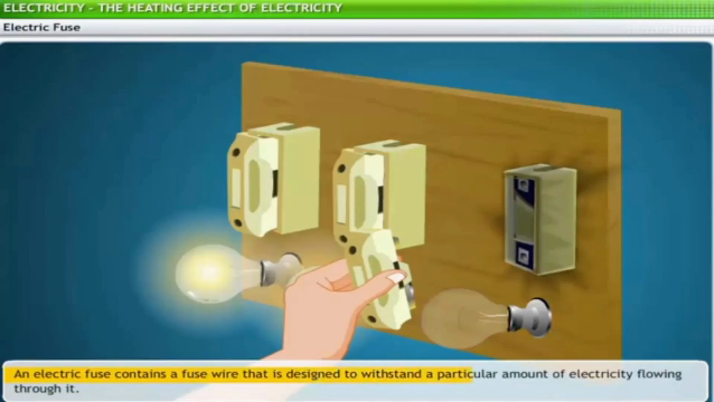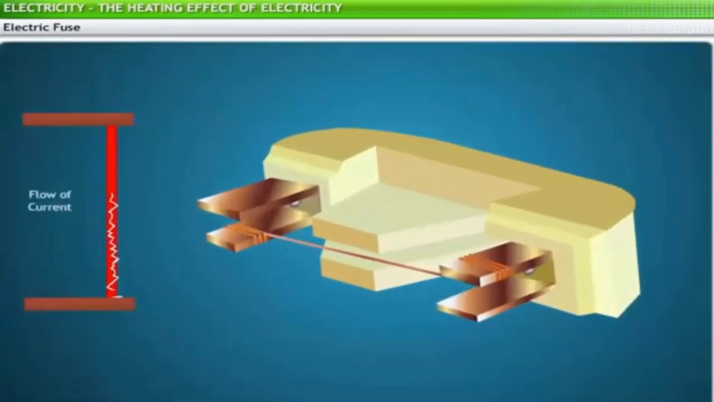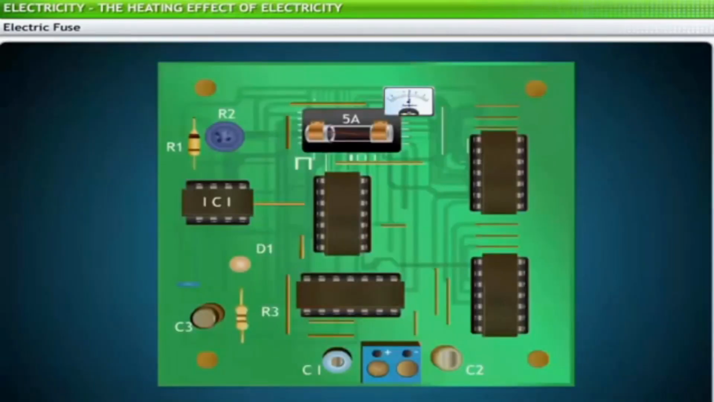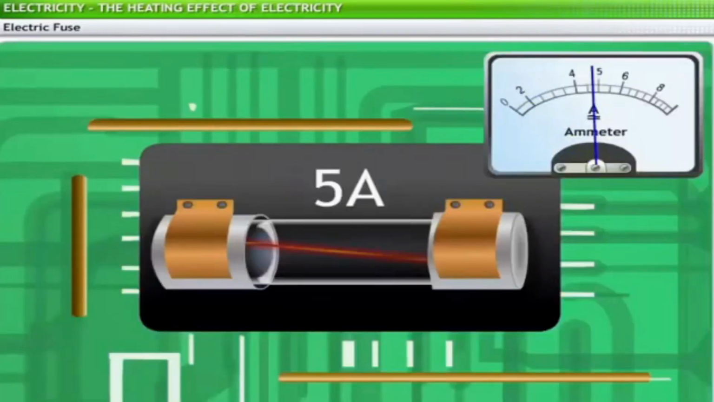that is designed to withstand a particular amount of electricity flowing through it. When the electric supply fluctuates and the current becomes too strong for the wire, it melts and breaks the supply of electricity. Electric fuses are rated according to the current that they can withstand. For example, a fuse rated 5 ampere can withstand current flow to the maximum of 5 ampere. If the current flowing through that circuit exceeds 5 ampere, the fuse wire melts from the heat, cutting off the power supply through that circuit.